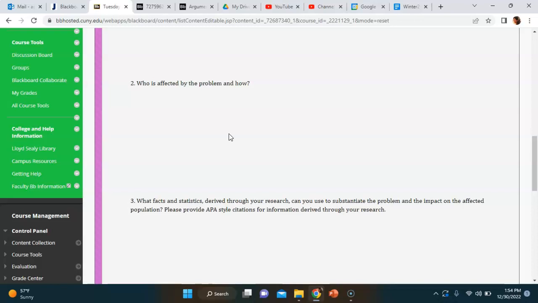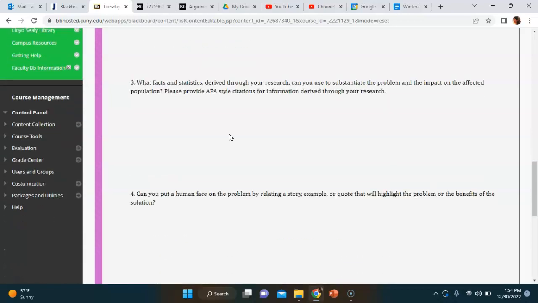It doesn't have to affect you exactly, but it should affect people that you can easily access. Or it should affect, again, some aspect of your immediate environment. What facts and statistics derived through your research can you use to substantiate the problem and the impact on the affected population? So we did a little bit of research. You wrote a mini annotated bibliography in the service of answering this question.